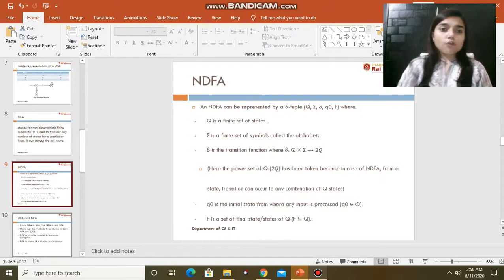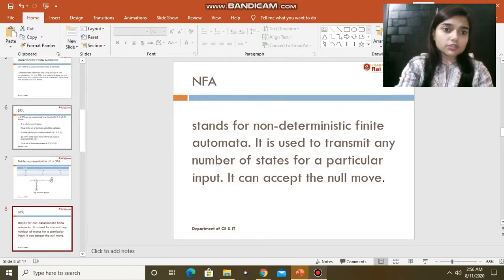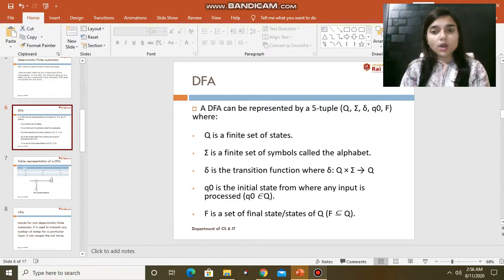If we see the formula of the transition function in the DFA, what we will observe is that the transition function delta is represented by Q into sigma, which gives only Q. It means on giving some input symbol to the state Q, it reaches only one state that belongs to the Q.